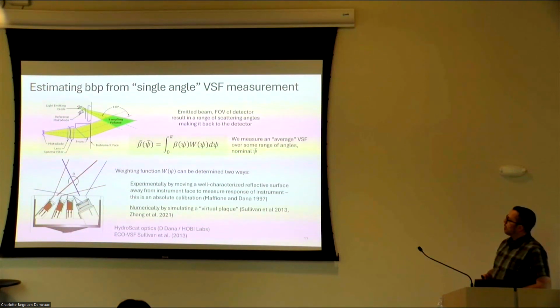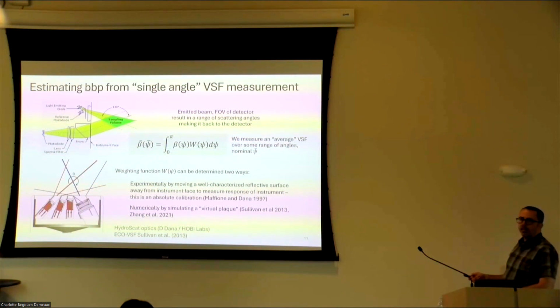And then the other way is numerically, by making assumptions about the geometry, that you have a certain spread of light being emitted and a certain field of view of your detector. Then you essentially make a virtual version of that calibration plaque that you move away from the instrument, and you numerically figure out what should make it back to the instrument.